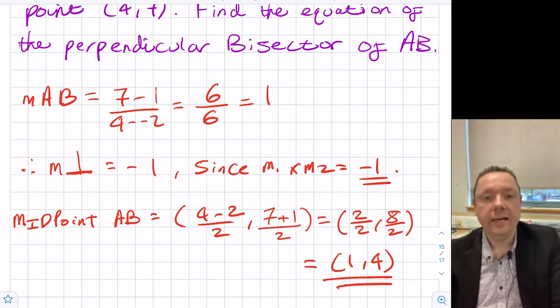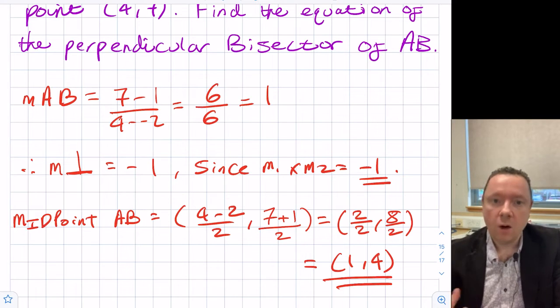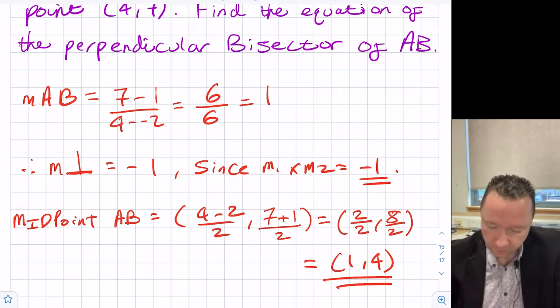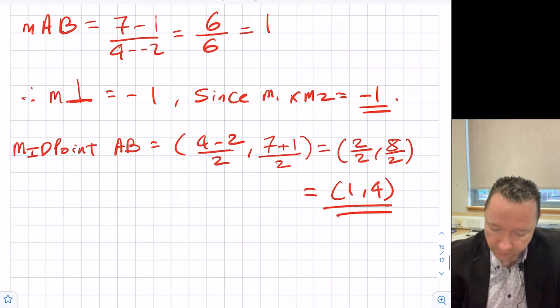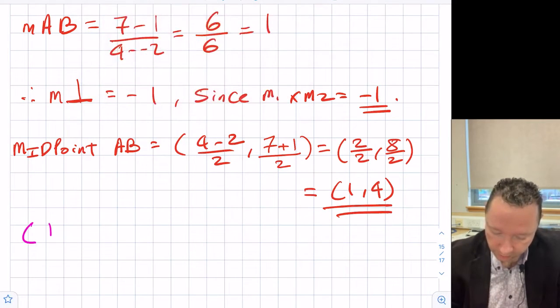We've got two bits of information that we need. We've got our gradient and we've got a point. If we've got a gradient and a point, we can always find the equation of a straight line using y minus b equals m(x minus a), or if you prefer, y equals mx plus c, whatever method is best for you. I always use y minus b equals m(x minus a). So our point, I'll just write it nice and neatly, is 1, 4, and our gradient is equal to -1. There's my a and there's my b.